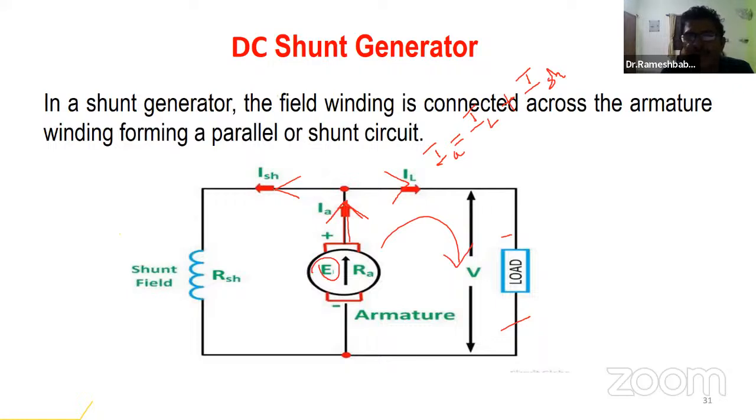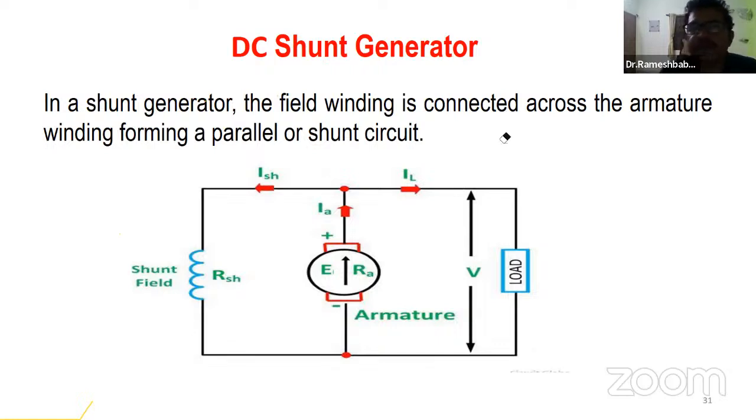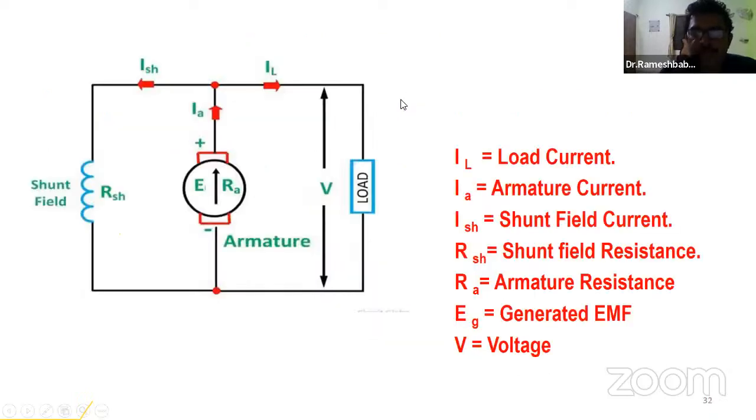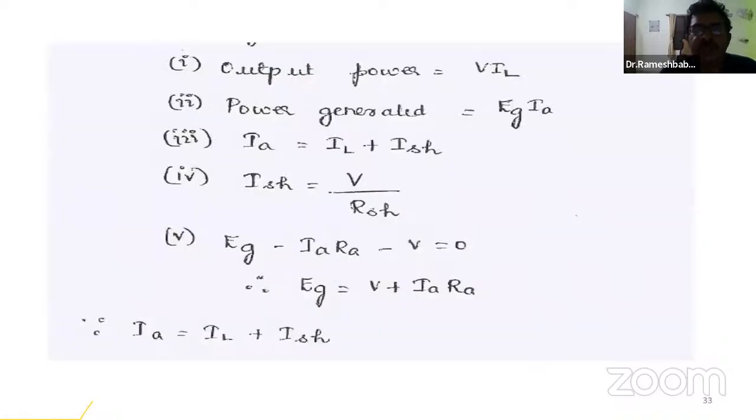Clear? I hope you understand how to write the equation. Shall I go to the question bank? So this is what is mentioned here also, right? EG minus IA RA minus V is equal to 0. EG is equal to V plus IA RA. Write a KVL equation in the loop so that you are able to find the induced EMF.